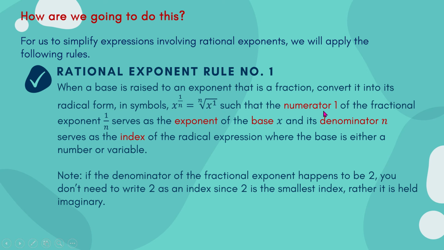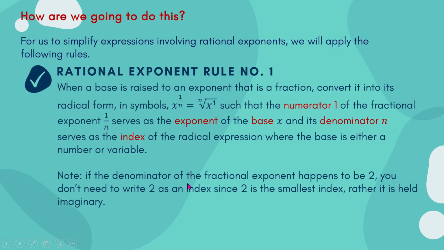such that the numerator 1 of the fractional exponent 1 over n will serve as the exponent of the base x inside the radical symbol, and its denominator n in the fractional exponent 1 over n will serve as the index of the radical expression. That number n outside, the one in the radical symbol, will be our index of the radical expression where the base is either a number or a variable. So, in this representation, our base is the variable x.